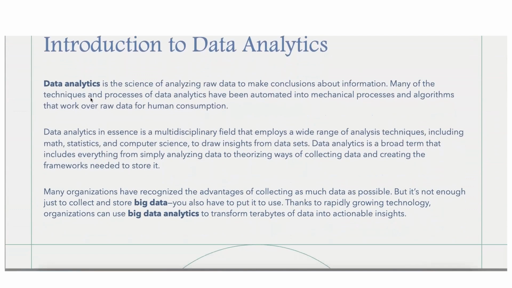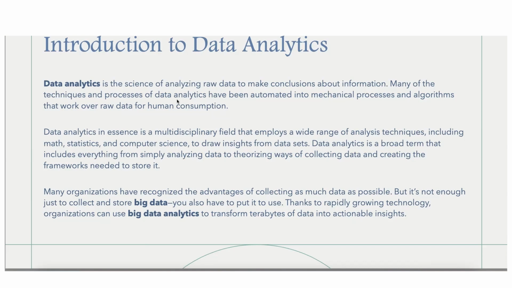So over here, it tells us data analytics is the science of analyzing raw data to make conclusions about the information that is derived from that specific data. And it tells us that many of the techniques and processes for data analytics typically have to be automated in a process or an algorithm form in order to walk over that raw data that has been retrieved for human consumption. What does this mean?